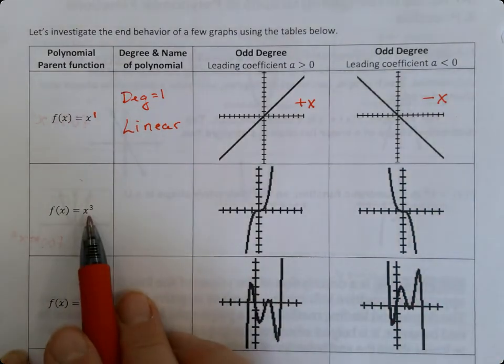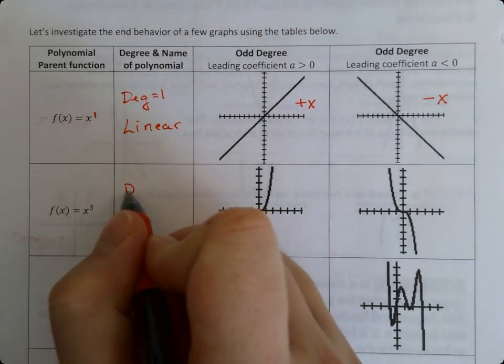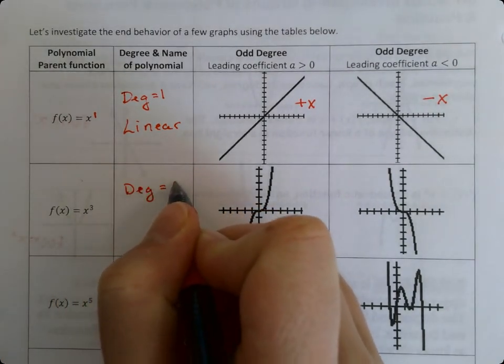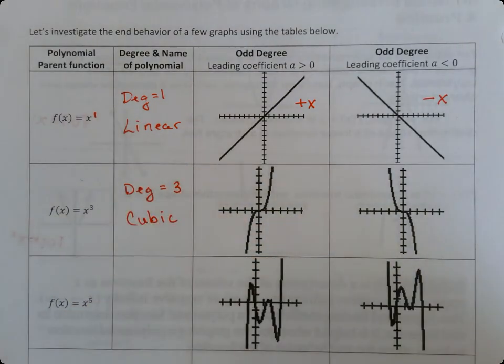Now, if you have a degree of 3, notice we skipped the quadratic. Are you catching that? So we have x to the third. This is a degree of 3, and what is the name if it has a degree of 3? We already know it. It is cubic.